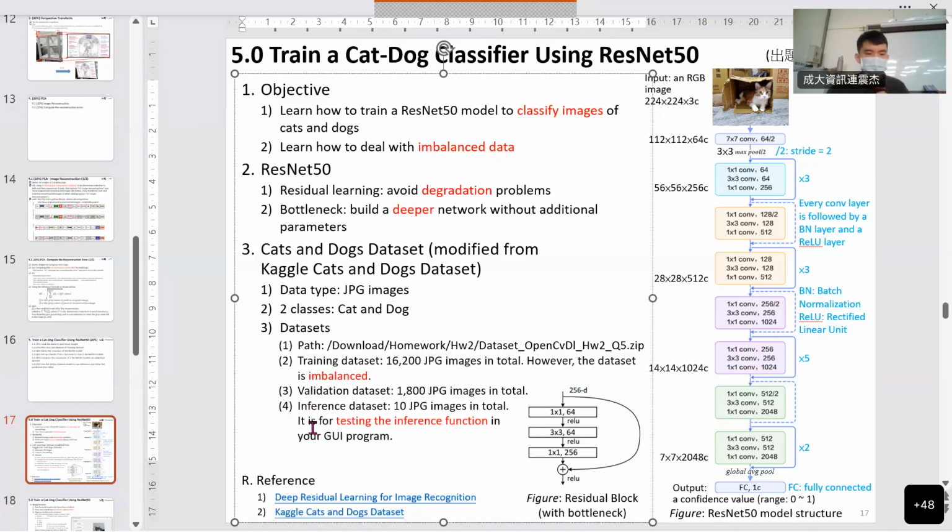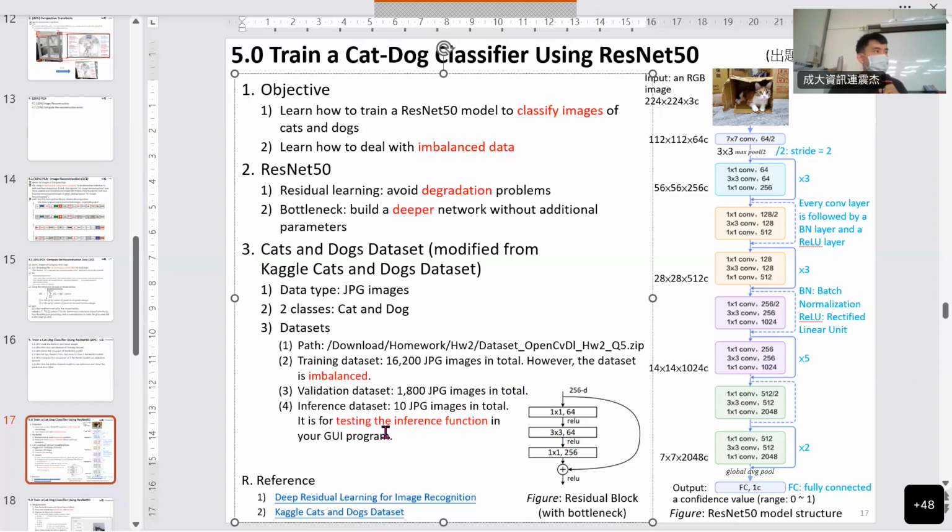The second folder is the validation dataset. It has 1,800 images. And the last one is the inference dataset. It has 10 images, and it is for testing the inference function in your GUI program.